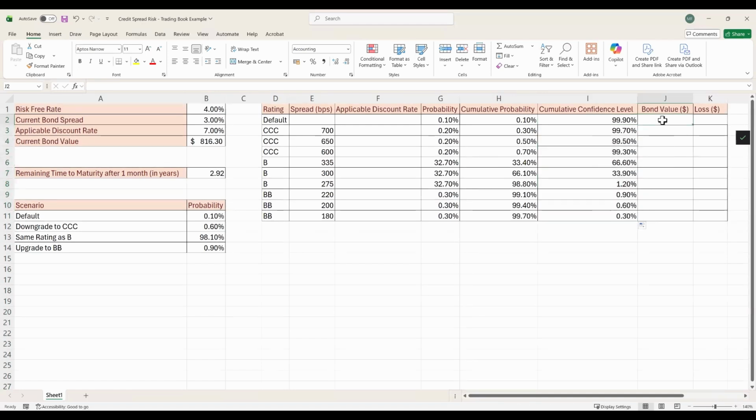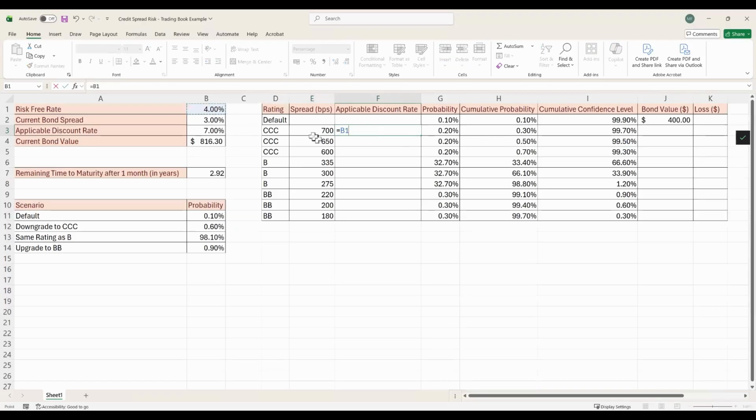Now, if we want to calculate the bond value, we need the applicable discount rate. For the first scenario, default, we don't need the applicable discount rate because we already have the value. It is given to us that if the bond defaults, the value drops down to $400. So in this case, we just write 400 and we don't care about the applicable discount rate. For the second worst scenario, the spread has become 700 basis points. So the applicable discount rate will be equal to 4%, the risk-free rate, plus this 700 basis points or 7%.